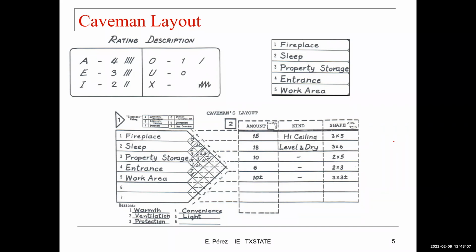We also have some additional information here in terms of the area space and the shape that is desired for each one of the areas. And we have the reasons. 1 is warmth, 2 is ventilation, 3 is protection, 4 is convenience, and 5 is light. So in addition to the rating description, we have the numbers below. For example, sleep and property storage, we have an I, which is important. And the reason is protection. So we want to have those 2 close to each other because of that. So we have the activity.